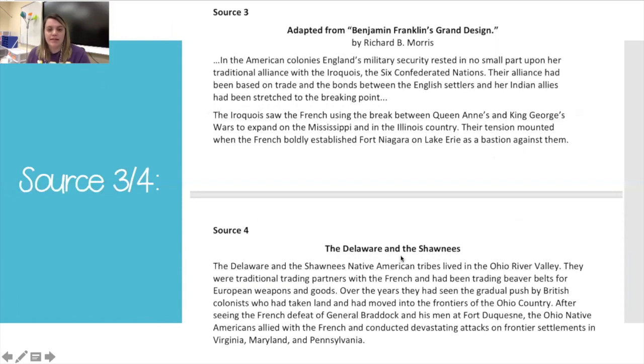Source 4, the Delaware and the Shawnees. The Delaware and the Shawnees, Native American tribes, lived in the Ohio River Valley. They were traditional trading partners with the French and had been trading beaver belts for European weapons and goods. Over the years, they had seen the gradual push by British colonists who had taken land and had moved into the frontiers of the Ohio country. After seeing the French defeat of General Braddock and his men at Fort Duquesne, the Ohio Native Americans allied with the French and conducted devastating attacks on frontier settlements in Virginia, Maryland, and Pennsylvania.